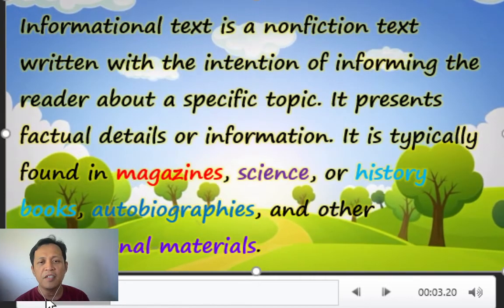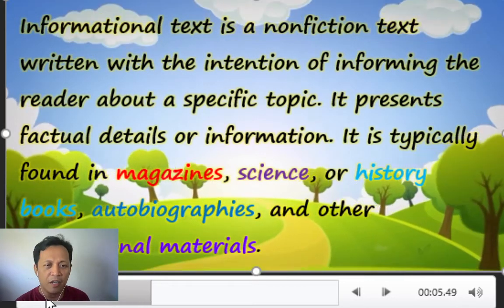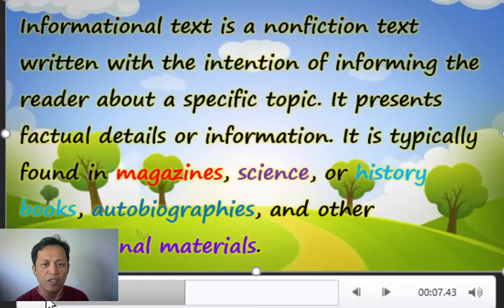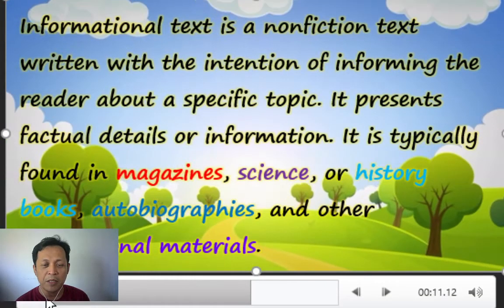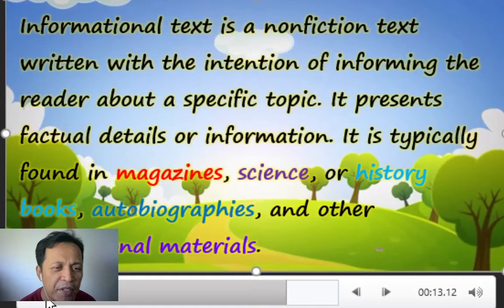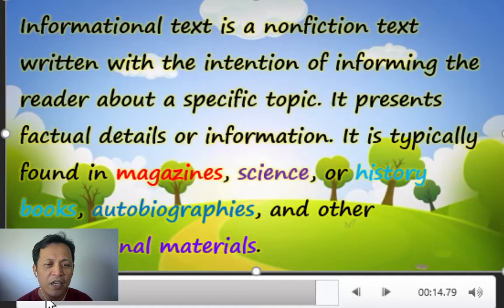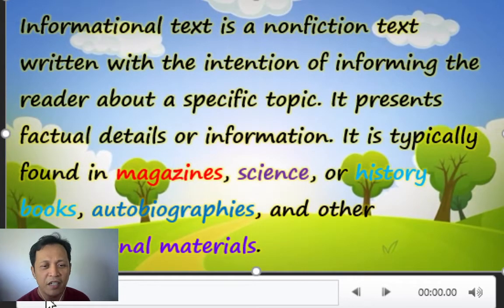Informational text is a non-fiction text written with the intention of informing the reader about a specific topic. It represents factual or detailed information. It is typically found in magazines, science or history books, autobiographies, and other instructional materials.